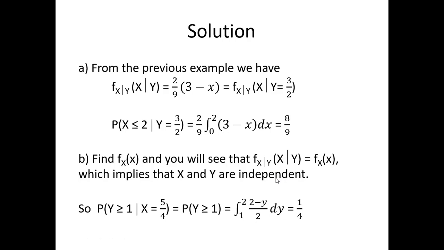So that simplifies our probability. The probability y is greater than or equal to 1 given x is 5/4 isn't going to have any effect at all, so it's equal to the probability y is greater than or equal to 1. So we go back to the marginal PDF and find the integral from 1 to 2. Remember, y is bounded on top by 2, so we integrate from 1 to 2. This is the marginal PDF with respect to y, (2 minus y) over 2. So this is an easy integral to work out, and you should see that this will give us 1/4.